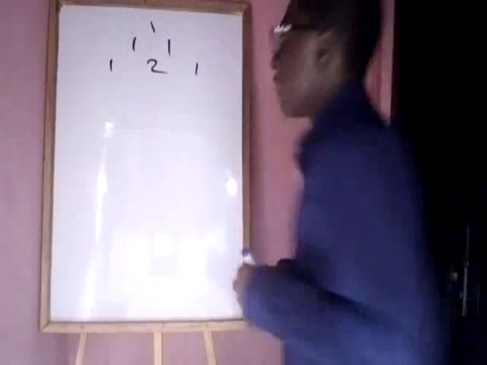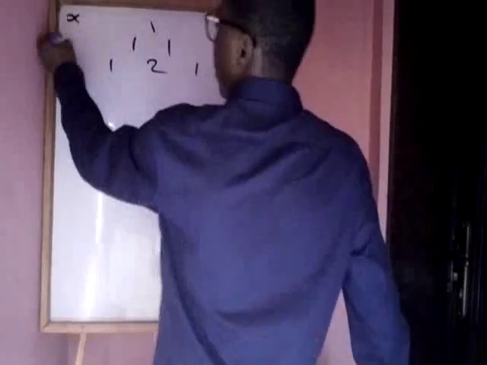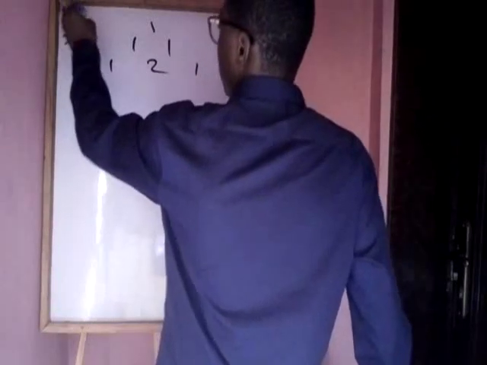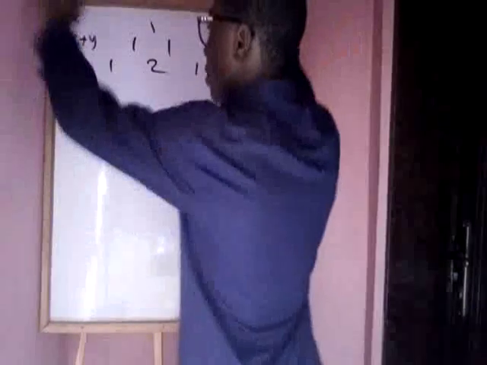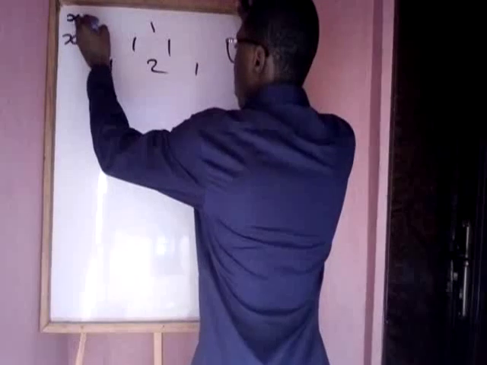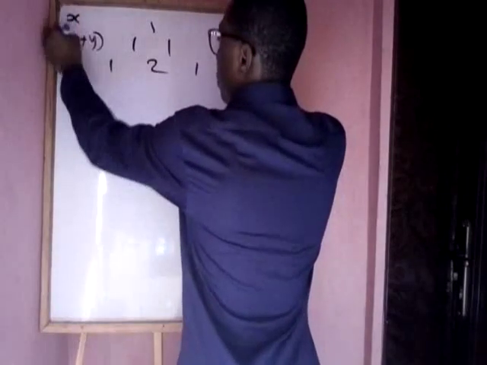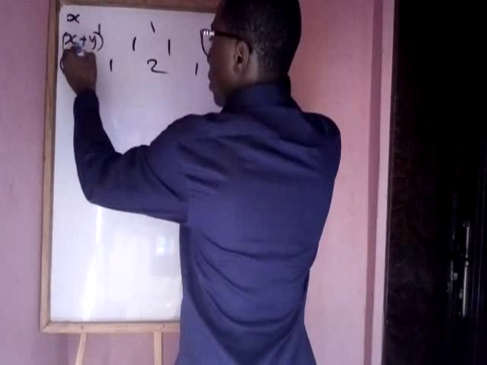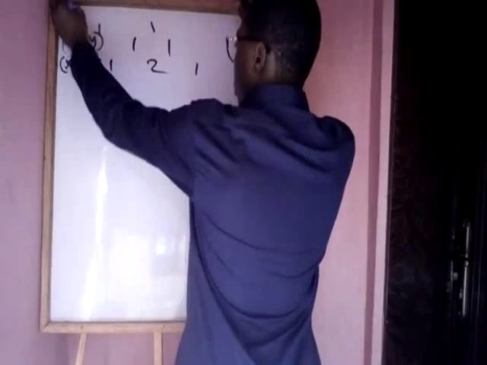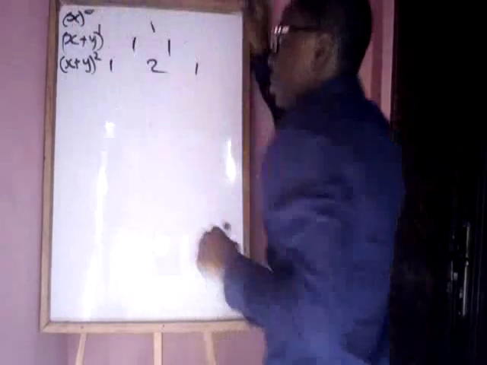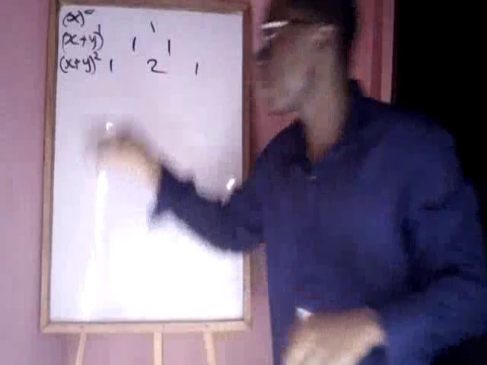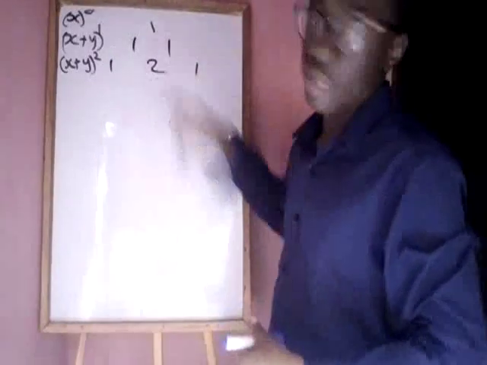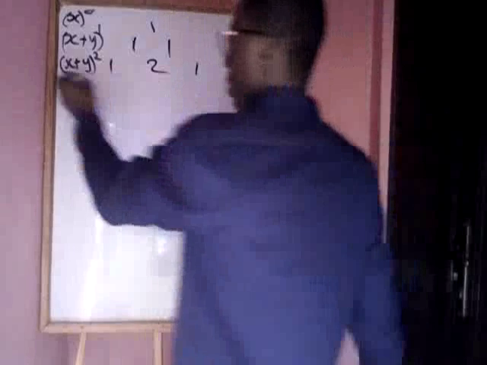So for example, we have x plus y raised to power 0, x plus y raised to power 1, and x plus y raised to power 2. In this case, if you keep looking at it, 1 plus 1 gives the middle term here.